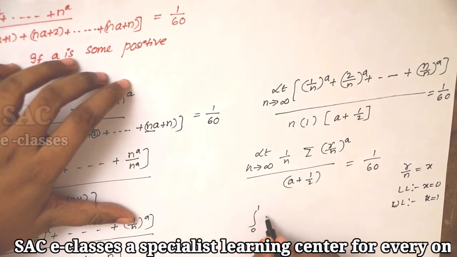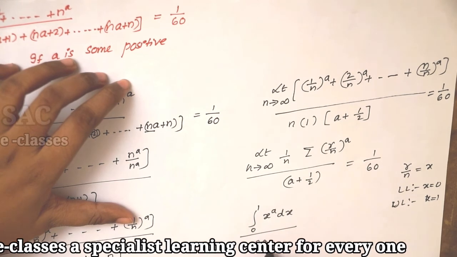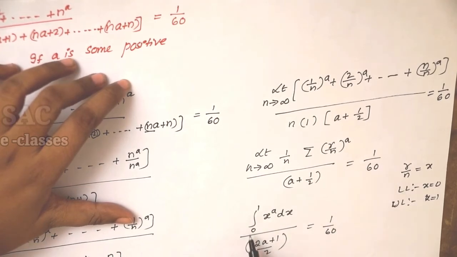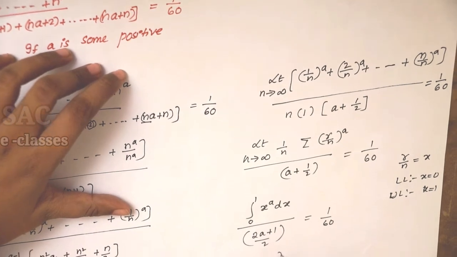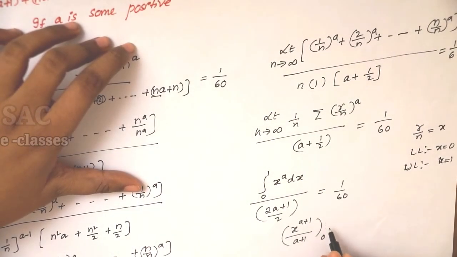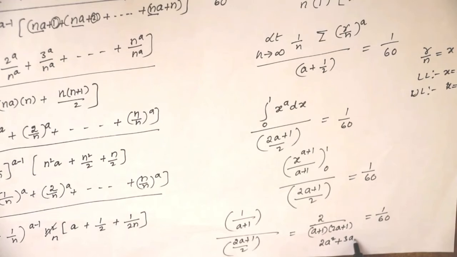Integration from 0 to 1 of x power a dx, plus 1 by 2a plus 1 by 2, is equal to 1 by 60. The integration of x power a dx is x power a plus 1 by a plus 1 with limits 0 to 1. After applying the integration, you may get 1 by a plus 1 plus 1 by 2a plus 2. After simplification, 2 by (a plus 1) into (2a plus 1) is equal to 1 by 60.